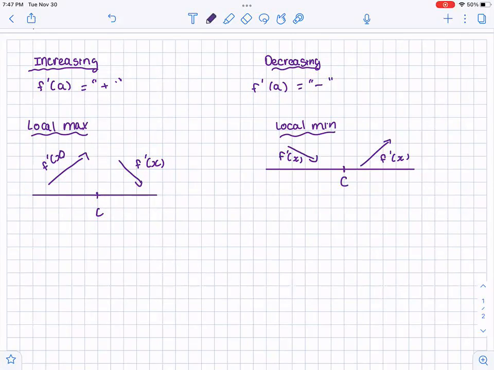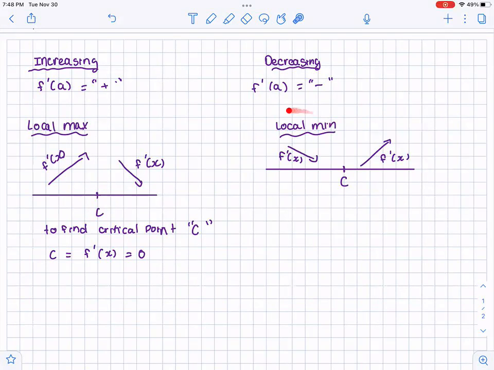So to find the critical point C, C is when the derivative of a function is equal to 0. Okay, so we know that. Now at the critical point, if the function is increasing on an interval that is smaller than the critical point and then decreasing on the interval that is larger than the critical point, then we say that at the critical point there's a local max.